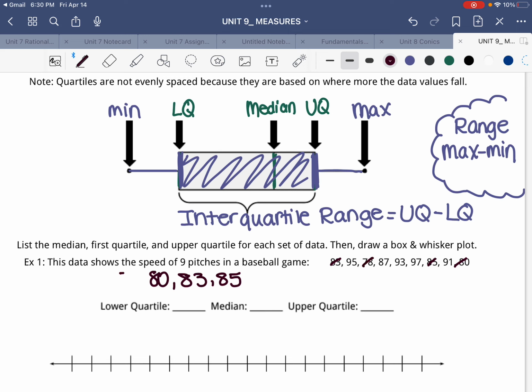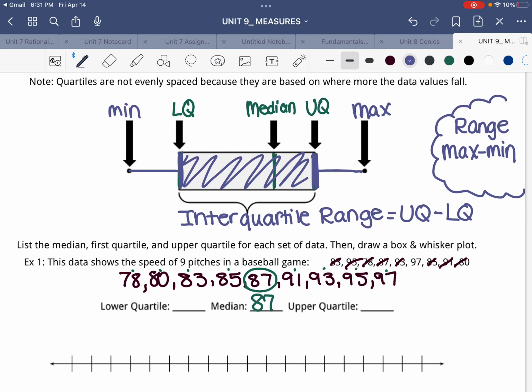78. Oops, I need to put that back at the beginning because I skipped it. Then 87, then 91, and 93, and 95, and 97. Then what you do is you lightly cross off one on each side until you find the middle. 87. That's your median.